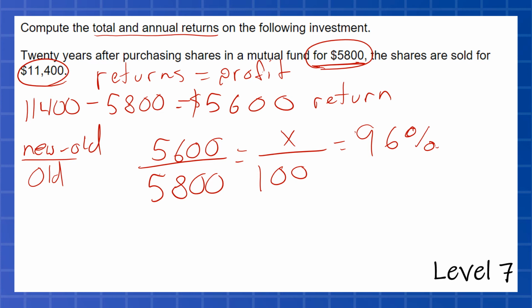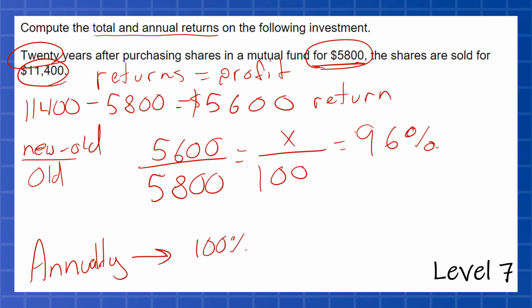Now the question actually says 20 years after purchasing shares in a mutual fund. So I didn't get 96. I didn't double my money every year. It took me 20 years to double my money. And so the way we find an annual return is we need to take that 96. So we went from 100% to 196% over the course of 20 years.